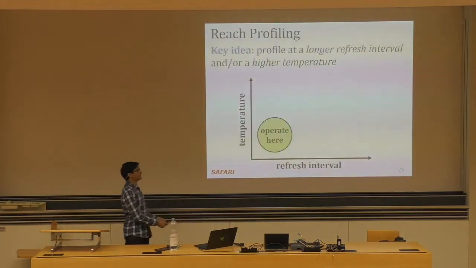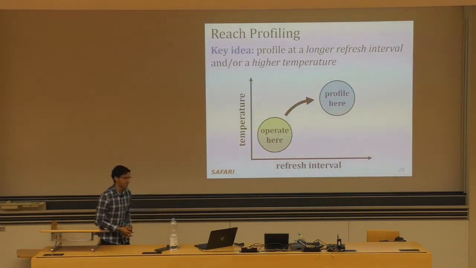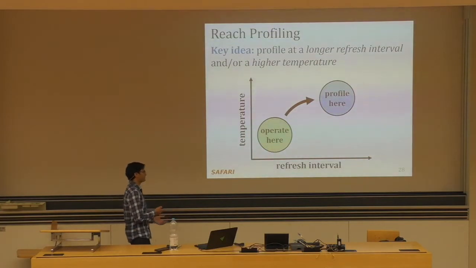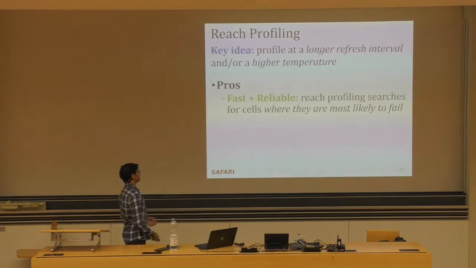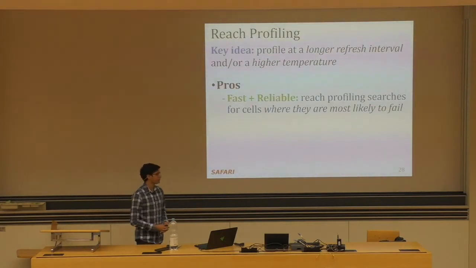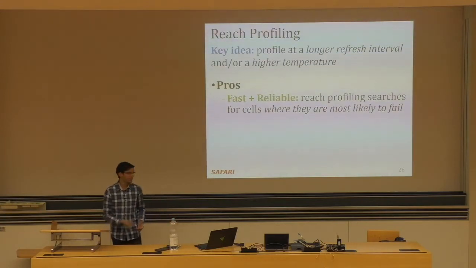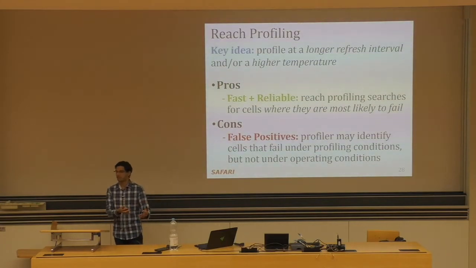And so reach profiling is based on the key idea that profiling at a longer refresh interval and/or a higher temperature actually allows us to find the cells much more easily. And so here's a simple graphic showing we can either increase the refresh interval or temperature. And I didn't show the error distributions for temperature, but in our paper we describe how it has a similar effect as increasing the refresh interval. So the pros of this approach are that it's much faster and much more reliable, right? Because reach profiling is searching for cells where they are most likely to fail. On the downside, we might discover some false positives because the profiler might find cells to fail during profiling that aren't actually going to fail during normal operation.